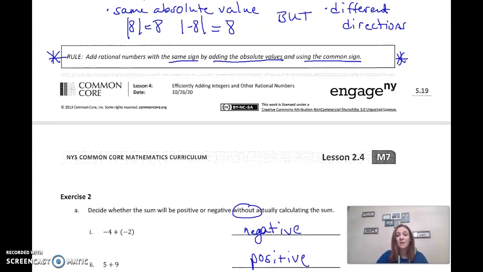Follow your rule here. You add their absolute values, so drop the negatives, add them together, and then if they're both positive, they're positive. If they're both negative, then your solution is negative.